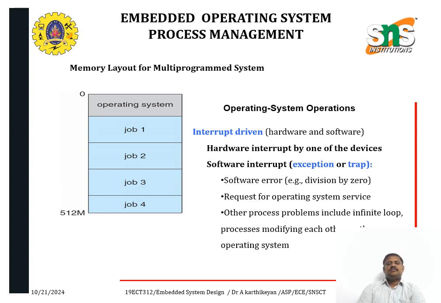And operating systems are mainly interrupt driven by hardware and software. A hardware interrupt may be raised by software as well, such as exceptions and traps, or by requests for information. Software errors, requests for operating system service, and other processes such as an infinite loop can cause them. Mainly in operating systems we have different jobs to store the information here.